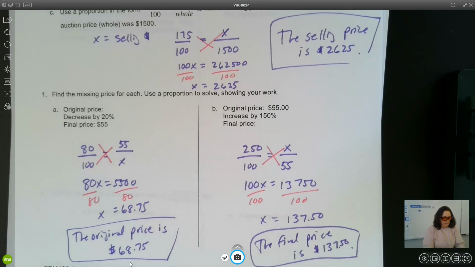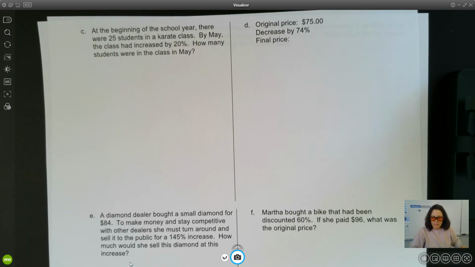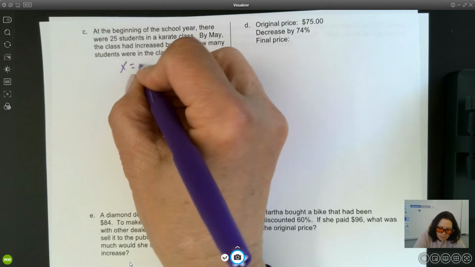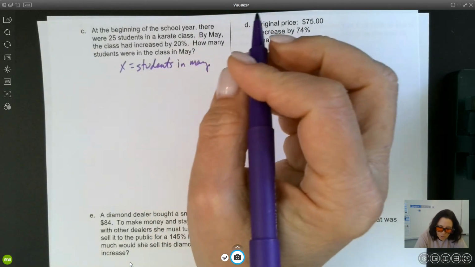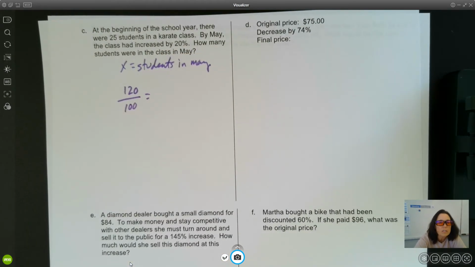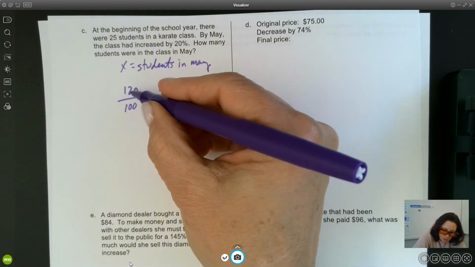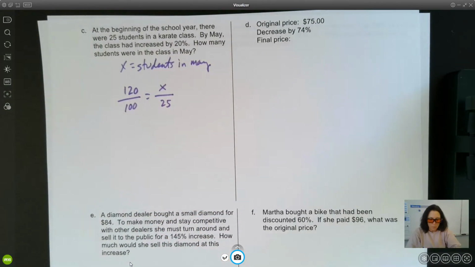Okay. Next page. At the beginning of the school year, there were 25 students in a karate class. By May, the class had increased by 20%. How many students were in the class in May? Okay, so if it's increasing by 20%, that's what the left side's going to look like. We are trying to find the students with the increase. So 120 goes with the X up here, and then 25 students was the original with the 100.